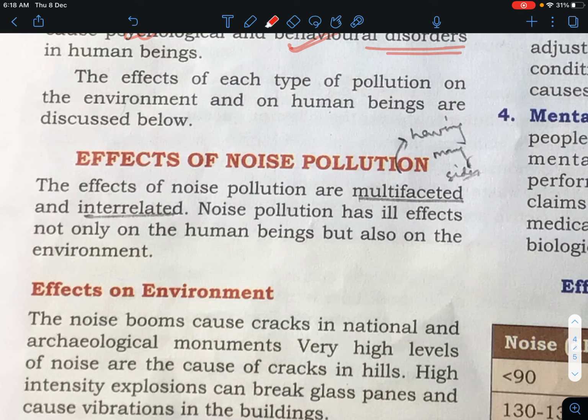The effects of noise pollution are multifaceted. Multifaceted means it has many sides, and interrelated. The effects of noise pollution are multifaceted and interrelated. Noise pollution has ill effects not only on human beings but also on the environment. So now it is clear that noise pollution present in the environment has an ill effect not only on human beings but also on the environment.